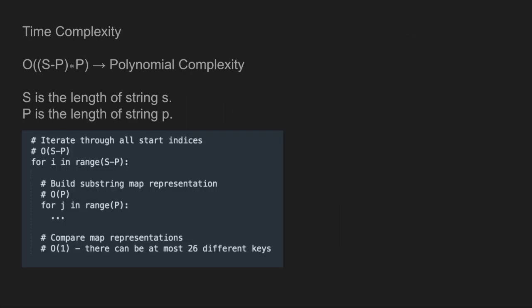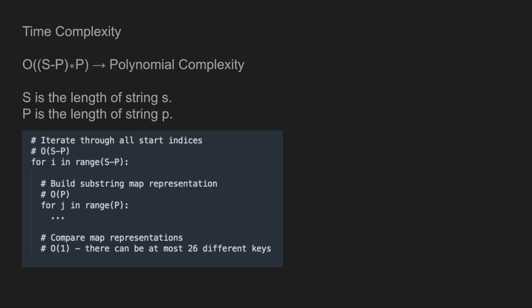So the current solution works, but we can do better. Right now, we are creating our map representation for every substring of length P in S. So our big O is polynomial complexity. It would be S minus P times P, where S is the length of string S and P is the length of string P.